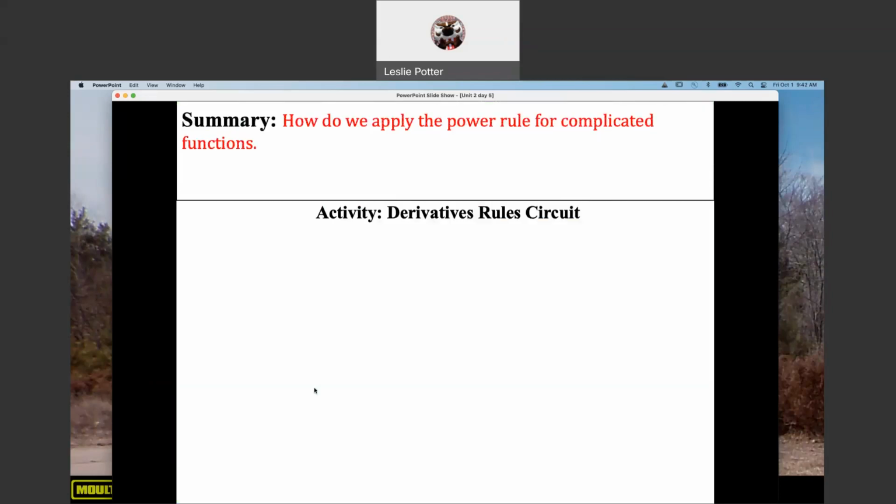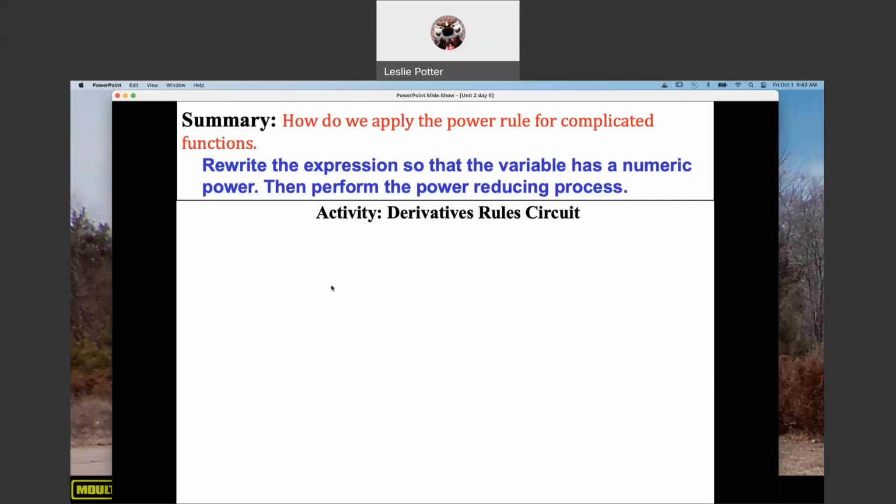Okay, so how do we apply the power rule for more complicated functions? The important thing is to get it in that form. Okay, that's really wordy, but get it into x to the n power. Maybe I should have just said that. Get it into x to the n power. Then perform the power reducing process. Then do your power rule. Kind of like that better.